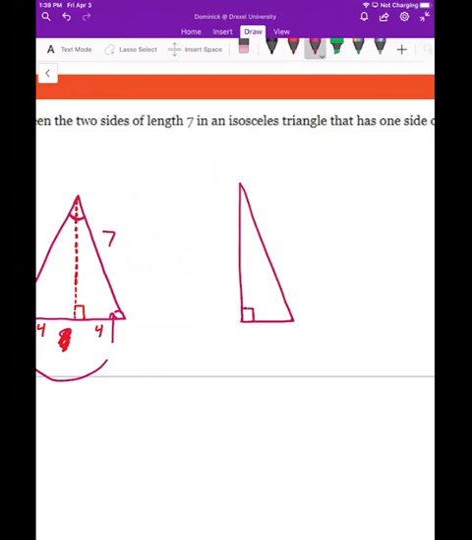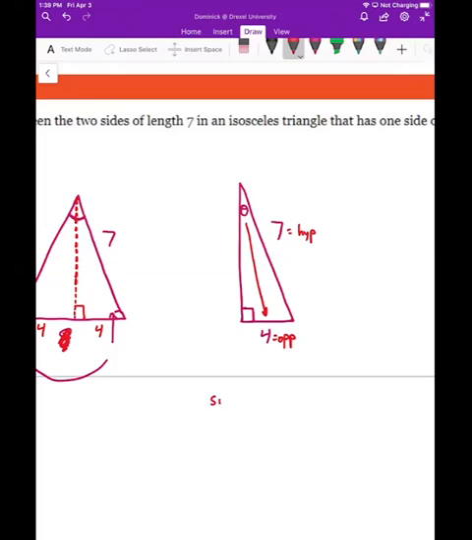Okay, that's a little bit better. If this is 4 and this is 7, I want to find what this angle is, and then once I have that angle, I can double it. So if I have that as my angle, then 4 is my opposite side, and 7 is my hypotenuse.